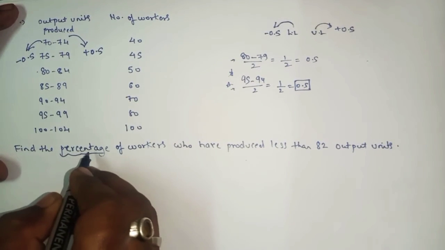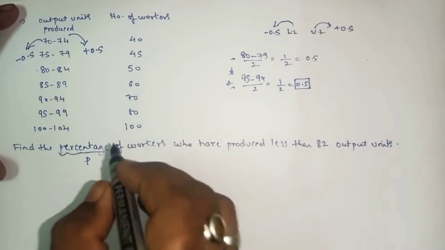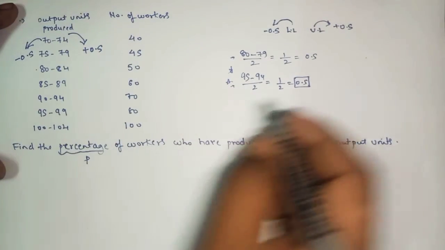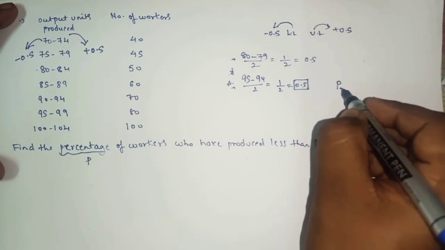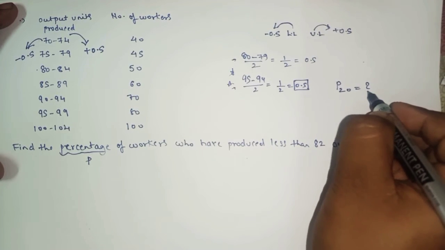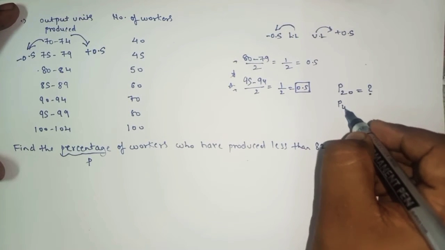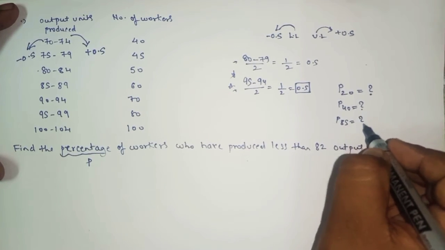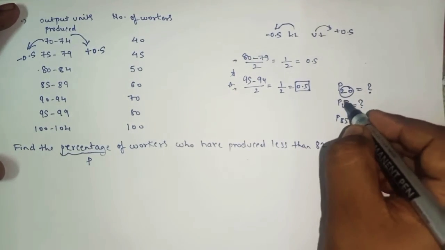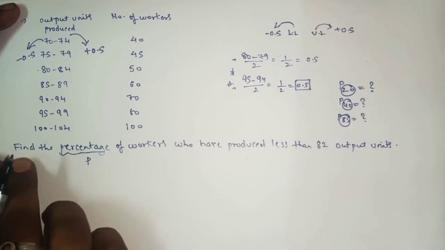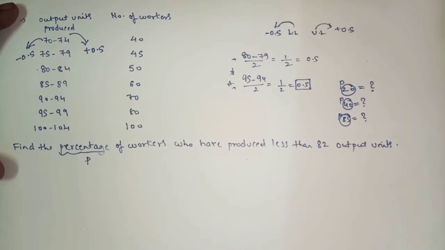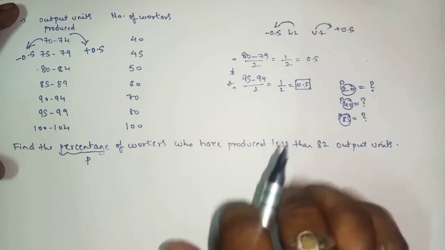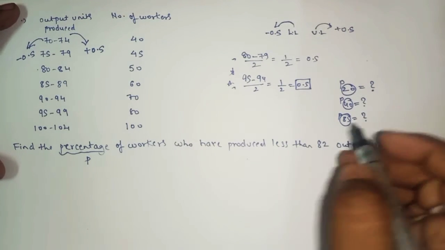You have to find the percentage of workers. Here in this question it is not mentioned clearly what we have to find: P20, P40, P85. This percentage is not mentioned clearly. The question says to find the percentage of workers who have produced, and they already gave the answer.